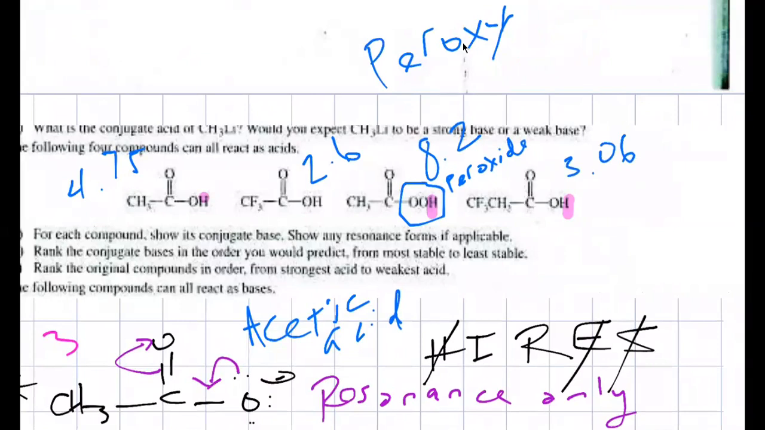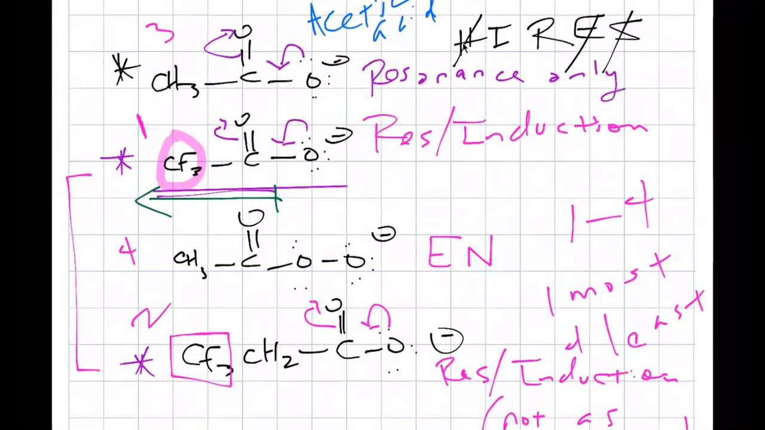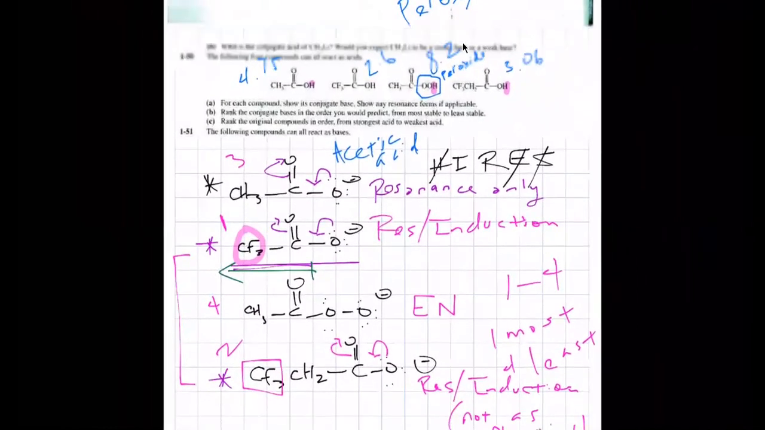So we have 4.75 for acetic acid, 2.6 for trifluoroacetic acid, 3.06 for trifluoropropionic acid, and then for the peroxide 8.2. Did we get it right? I think we did. Hey, Dr. Russell, can you scroll up a little bit? Yep, I'll zoom out. Is that better? Yes, thank you. So we pegged it, right? The induction plus the resonance, that added stability from the induction made those two fluorinated acids a little bit more acidic. Does that make sense now?